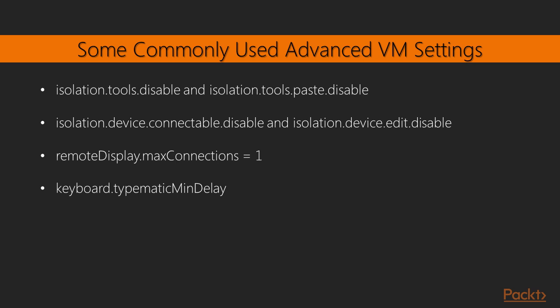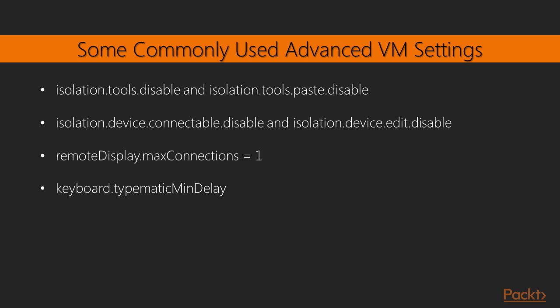So if there's some critical, security-oriented information out on your console, you can be sure that nobody is copying and pasting it. Same thing with isolation.device.connectable.disable and isolation.device.edit.disable. For example, with connectable devices, a non-root user can connect them and edit their capabilities. By putting these configuration settings in, you're able to disable that capability.